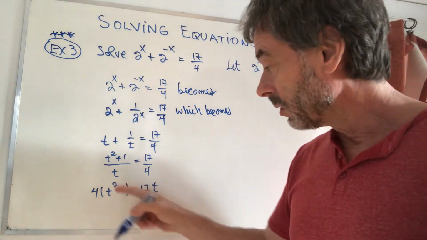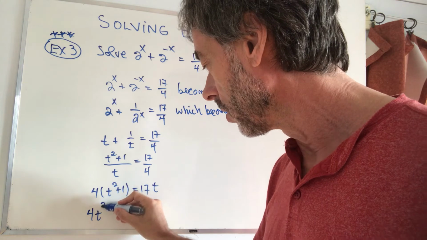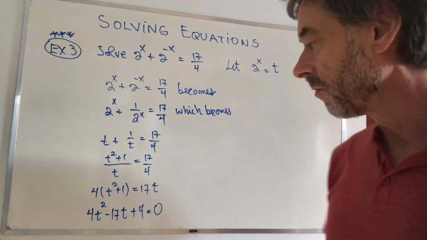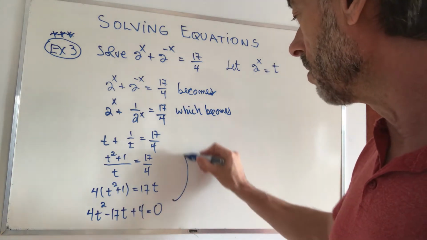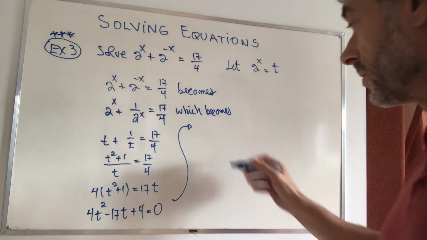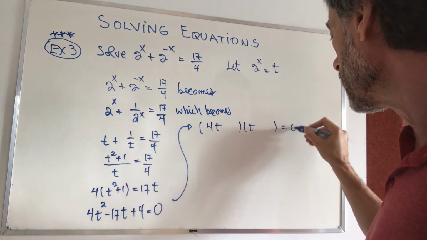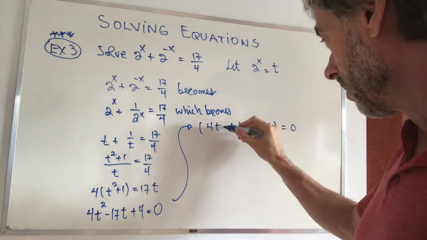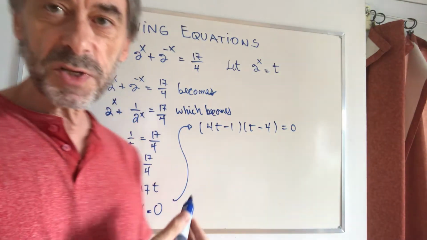I'm going to bring the 4 inside and bring the 17t to the other side, and I'm going to get the following quadratic equation. 4t squared minus 17t plus 4 equals 0. So I'm pretty sure I can factor this, right? How can we factor this? This would be 4t and t. I'll have a 4 here and a 1 there, and a minus, and a minus, and that will work. So what I did is product sum in an accelerated way.